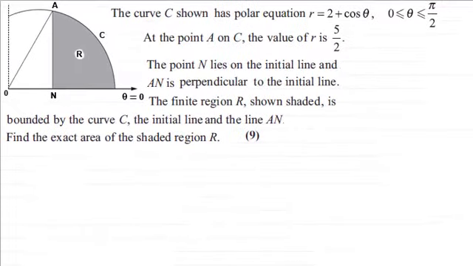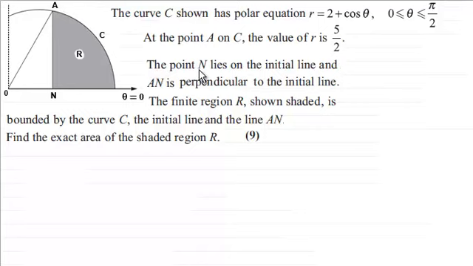Hi there. Now in this question we're given the curve C shown here has the polar equation r equals 2 plus cos theta, where theta is greater than or equal to 0 radians but less than or equal to pi upon 2 radians. And at the point A on C, the value of r is 5 over 2.